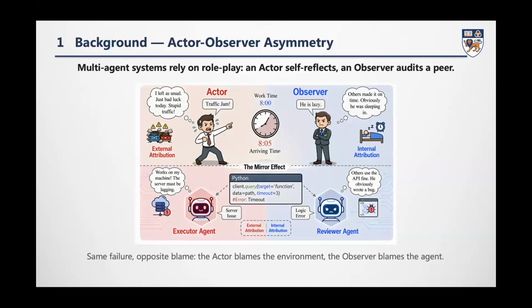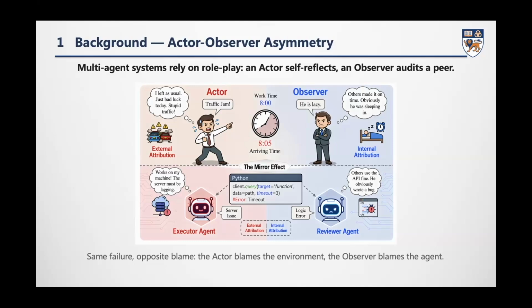First is the background. In psychology, there's a concept called actor-observer asymmetry. Let's look at a simple example in daily life. When a person arrives late to the office, the boss may think that he is late because he is lazy. But the person himself may say, oh, I'm late because of the traffic jam. That's the actor-observer asymmetry. It means that people tend to attribute their own failure or behavior to the environment, but tend to attribute the failure of other people to their personalities. I think this is a very common symptom in daily life.